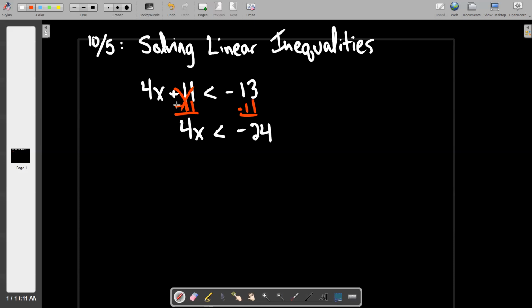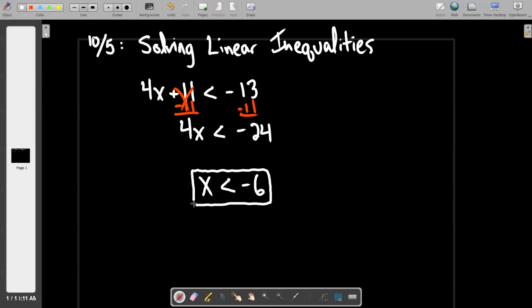And then the last step is to do what? We divide by 4. And I'm going to say then that x is less than what? Good. So here's the deal now. This is kind of where things change today. Our solution does not state that x has to equal -6. When you solve an equation, you're finding a very specific number that makes an equation work. When you solve an inequality, you're finding an infinitely large set of numbers that makes an inequality work. It's like x could be anything less than -6.